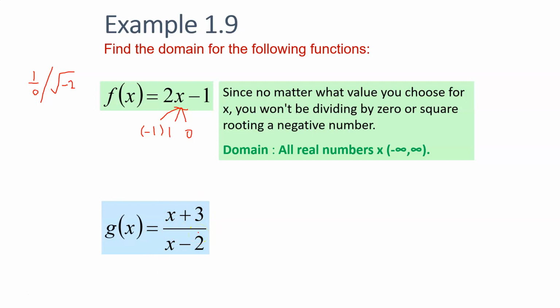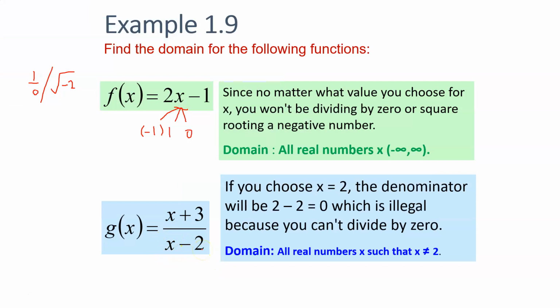Here there is a function with a fraction, which means that the denominator cannot be equal to 0. The denominator cannot be equal to 0. If you choose x equal to 2, when you substitute x equal to 2, the denominator, which is this one, will be 2 minus 2, which is equal to 0. This is illegal because you can't divide by 0.